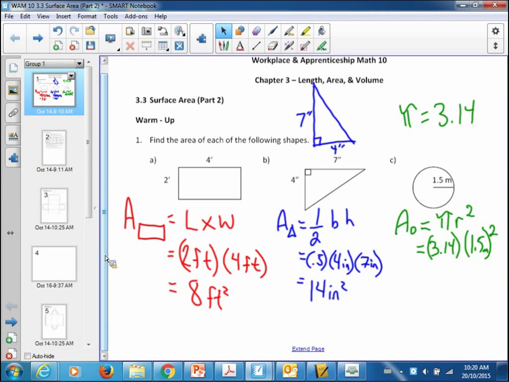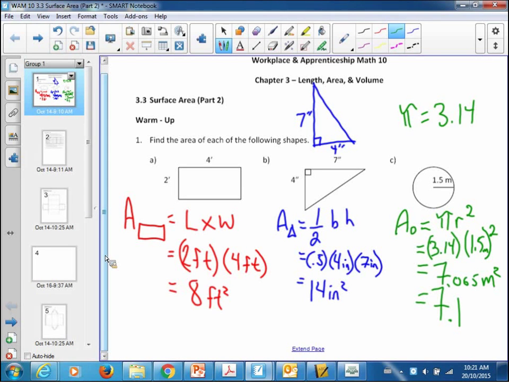Okay, you got it. Now, when you use 3.14, you get 7.065. 7.065, we can round it properly. I said to one decimal place, because I want to show proper rounding means don't call it 7.0, call it 7.1 meters squared, okay? The meter squared is necessary for full marks.